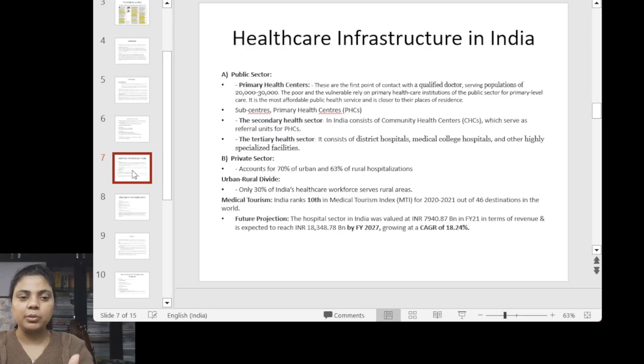And if I talk about the public health sector, we can further subdivide it into three categories: primary health center, secondary health center, and the tertiary health sector.